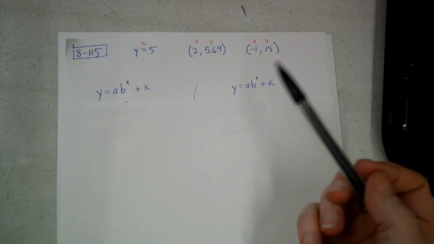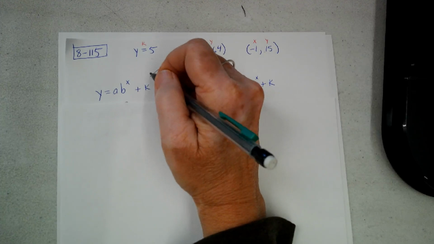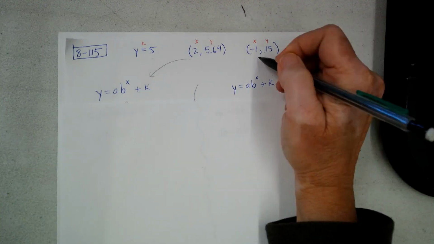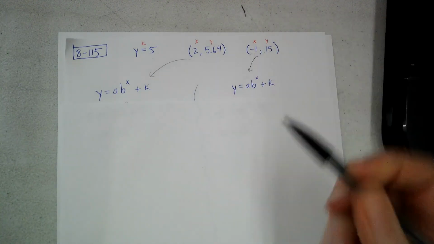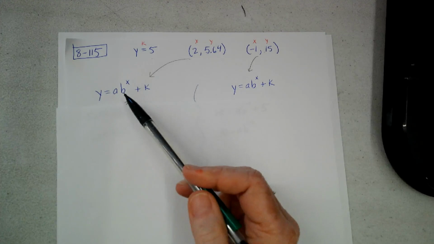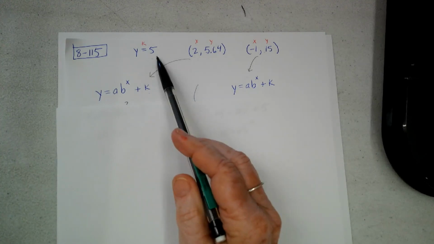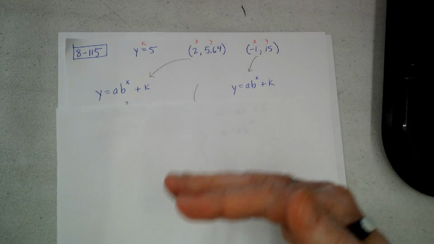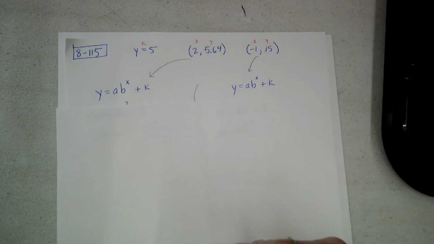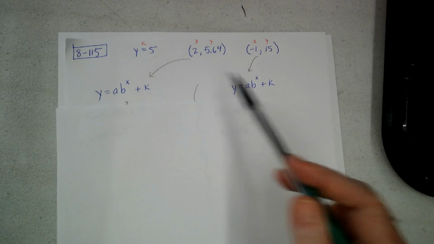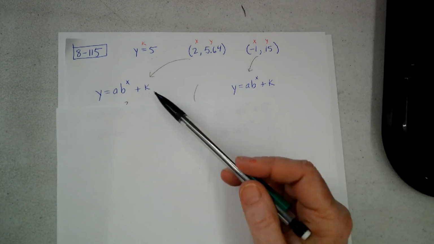I'm going to do a system of equations. So I'm just going to get y equals a times b to the x plus k. The k came from this asymptote, because remember, k is like a vertical shift, and it makes a horizontal asymptote.